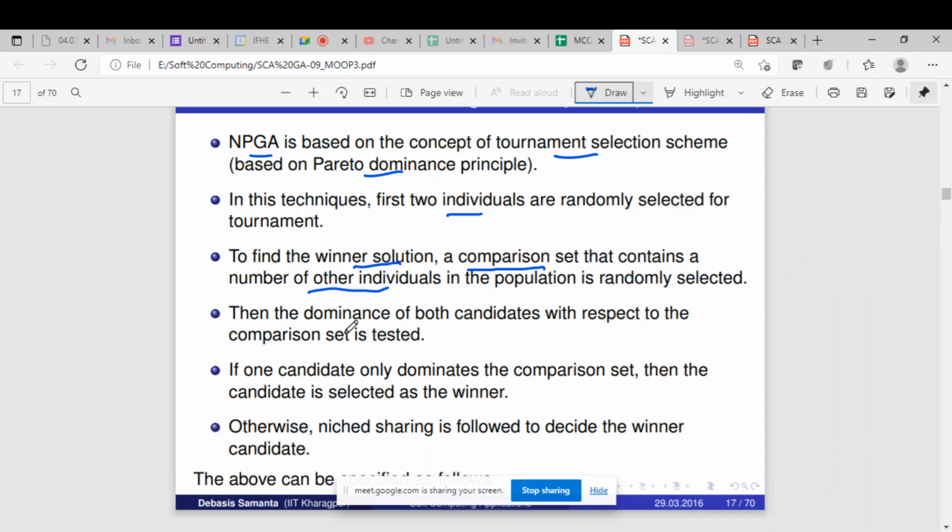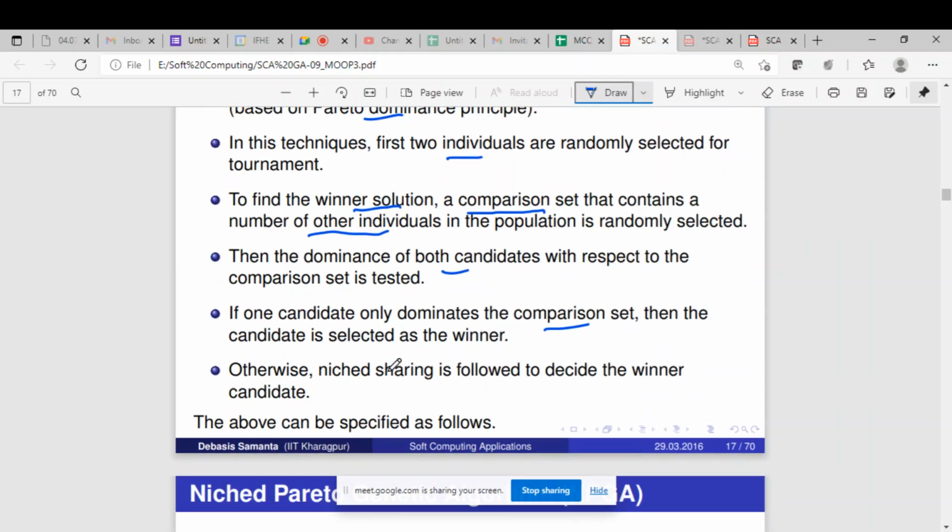Then it calculates the dominance. The dominance of both the candidates, here it selects two candidates, will be compared with the comparison set, right? So if one candidate dominates everybody in the comparison set, and another candidate is not dominating everybody in the comparison set, then that candidate will be chosen as the winner, right? Otherwise, if both the candidates are dominating everybody in the comparison set, then we follow a technique called niche sharing to decide the winner.